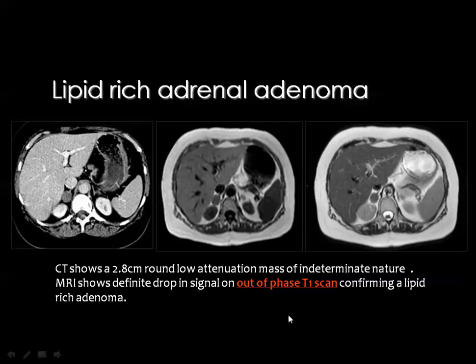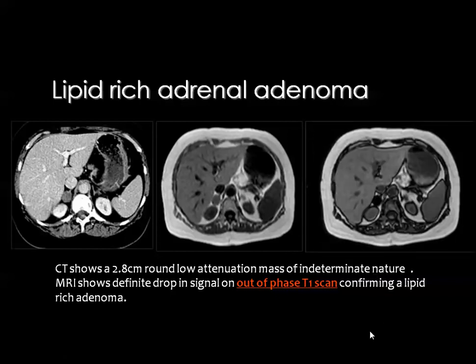Then in order to be sure that this is a lipid-rich adenoma, there are some ways. One of these ways is to have the out-of-phase MR scanning, which is specific for the microscopic fat. Look at this example. There is a small adrenal adenoma on the right side of relative hypodensity. In the T1, it shows low signal. In the T2, it shows intermediate signal. In the out-of-phase image, you see marked drop of the signal, characteristic of the presence of microscopic fat, denoting that this is a lipid-rich adenoma.